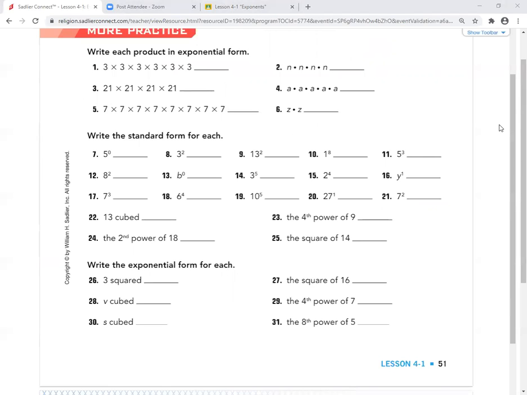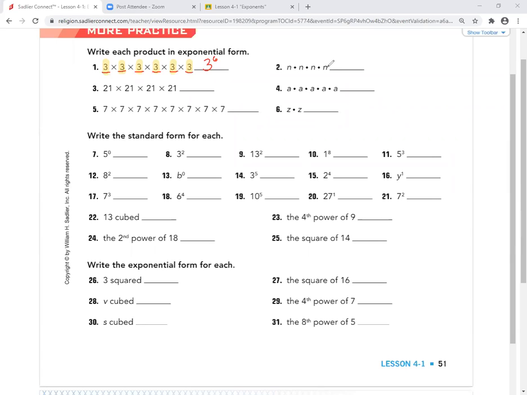I have my highlighter tool here. So what is the factor base for number 1? What is the actual base that we are duplicating? 3 is the base. Let's write that. And how many copies of 3 do I have? So it's going to be 3 to the 6th power. Good job. That's the only one I'm doing for that first section.